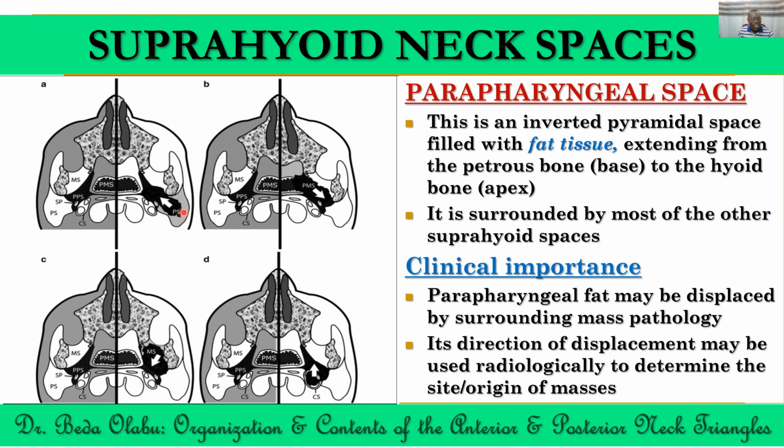So this is a mass in the parotid space, displacing the fat in that direction. A mass in the pharyngeal mucosal space displaces the fat in that direction. A mass in the carotid space displaces the fat anteriorly. And a mass in the masticator space displaces the fat posteromedially. We can pick that up radiologically and so it helps us to determine the site of a mass.